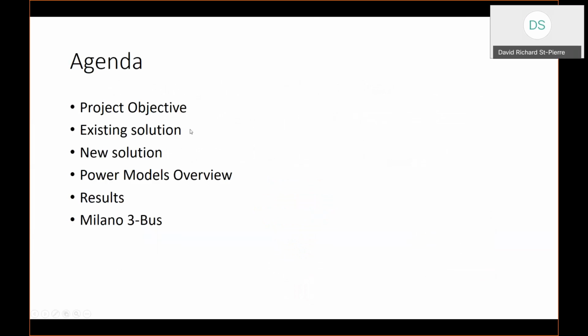Now, I will start the presentation by talking about my project objective, as well as the solution that currently exists. I will then discuss the solution that I developed as part of this project and the differences between these two. Next, I will discuss a little bit of an overview of the PowerModels Julia library, as this was a central point to my project. I will then discuss results of PowerFlow solutions and put an emphasis on the Milano 3-bus system.